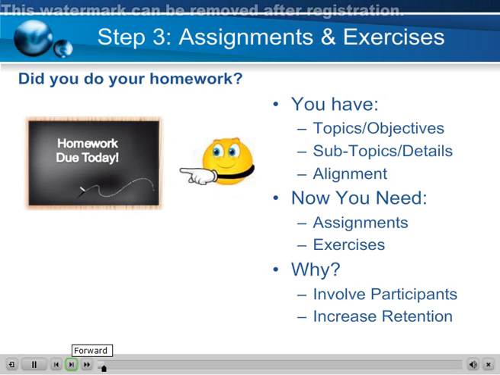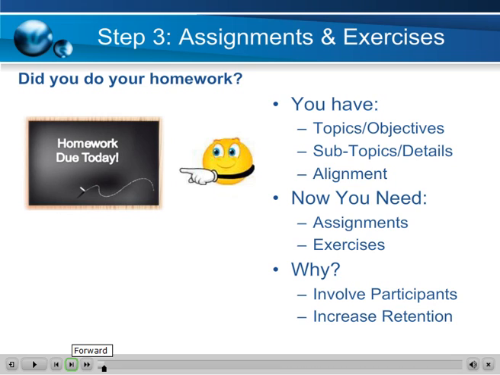Alright, did you do your homework from part 2? If you did, congratulations, your course is taking shape and you're moving along. You have your topics, your subtopics, and you've made sure that your participants can accomplish the objectives, which is the most important part of your course.